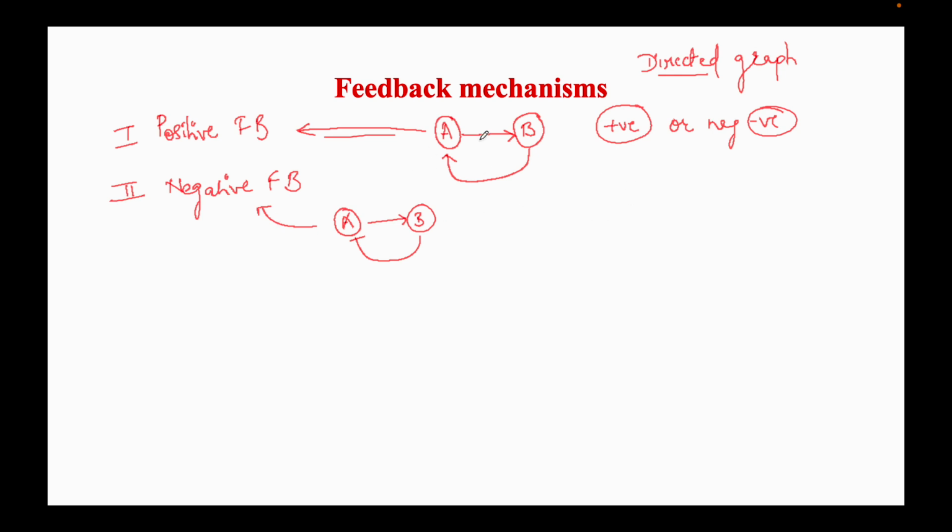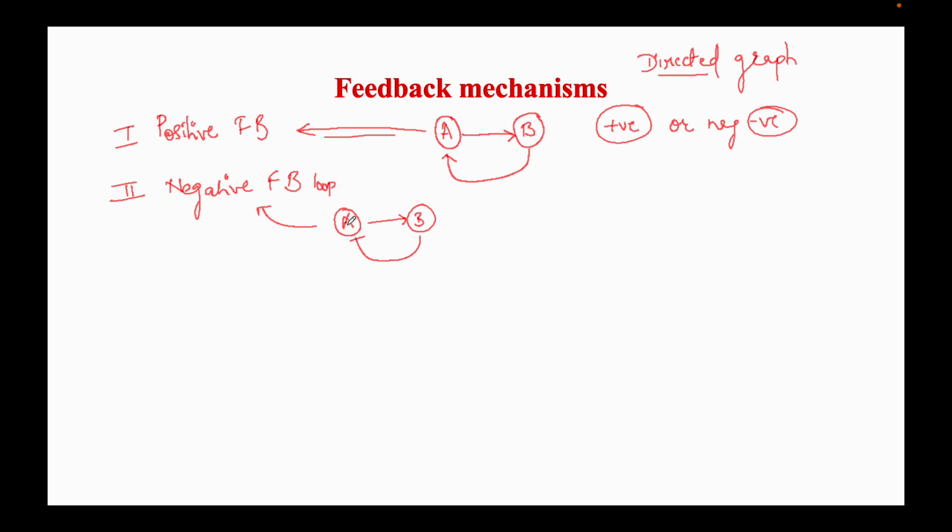Okay, pretty simple. So positive feedback is that node A activates node B, and after activation of node B it further activates node A again, and the cycle continues. Whereas in negative feedback mechanism, when node A is active, it activates node B and there is a negative feedback loop. Node A and node B are forming a loop. That's why it is also termed a negative feedback loop.